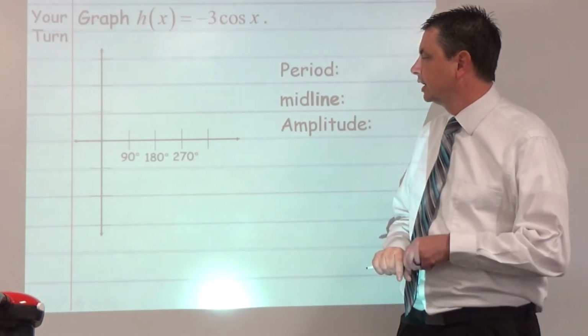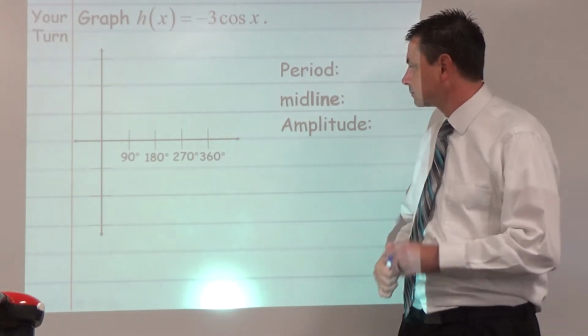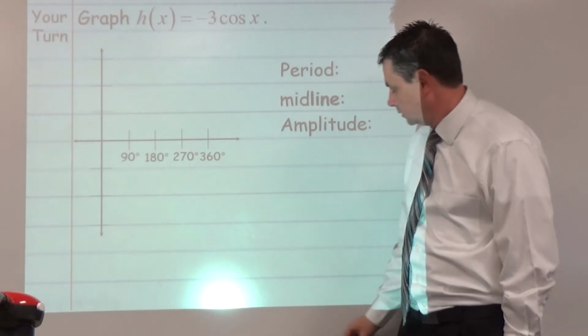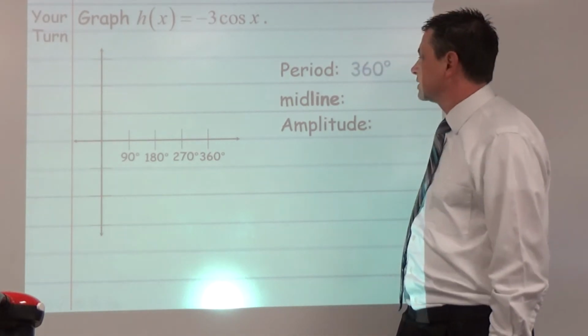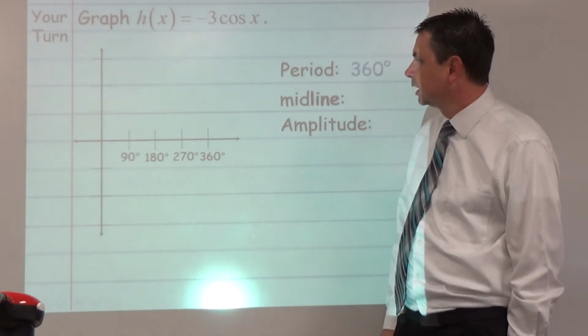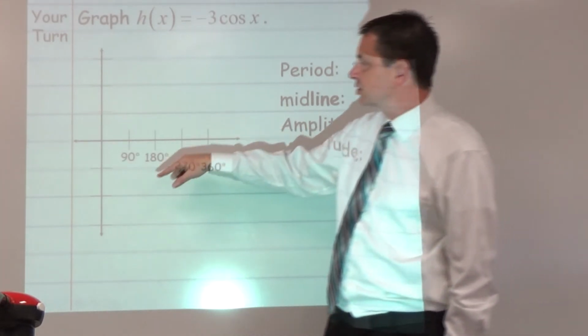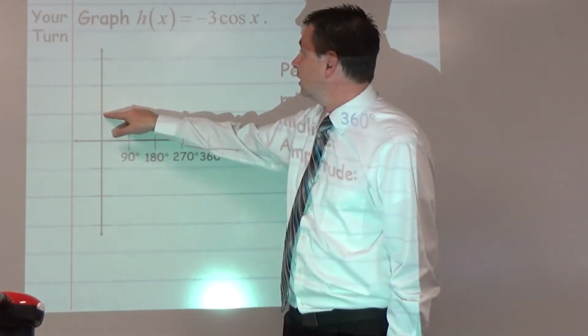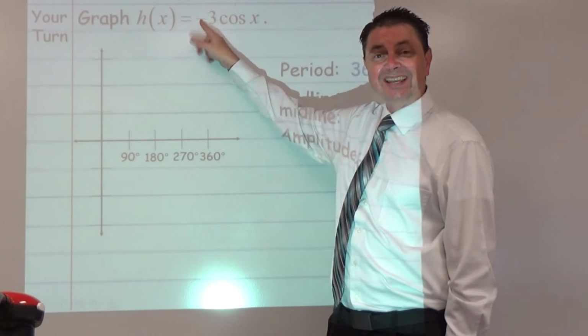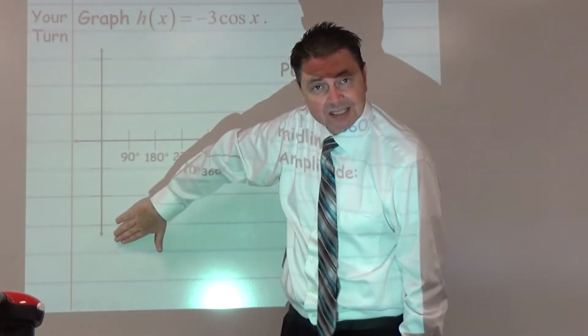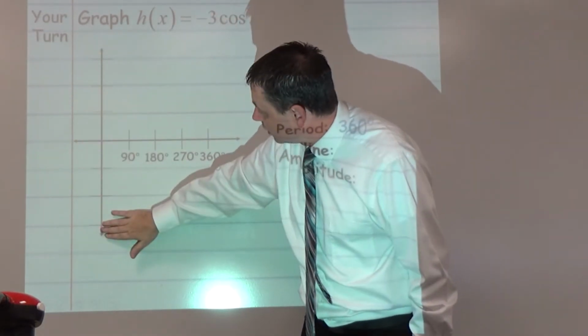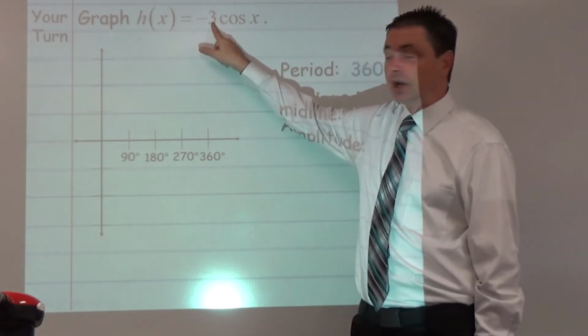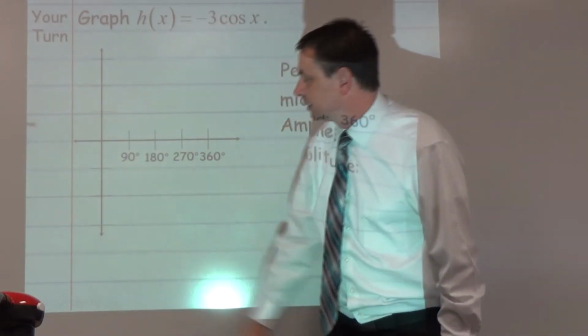Here's our scale. Our period is 360 degrees. Cosine is typically going to start above the midline, but it is negative, so that's going to flip it. We're going to start below the midline, 3 below the midline. We're going to start right there.